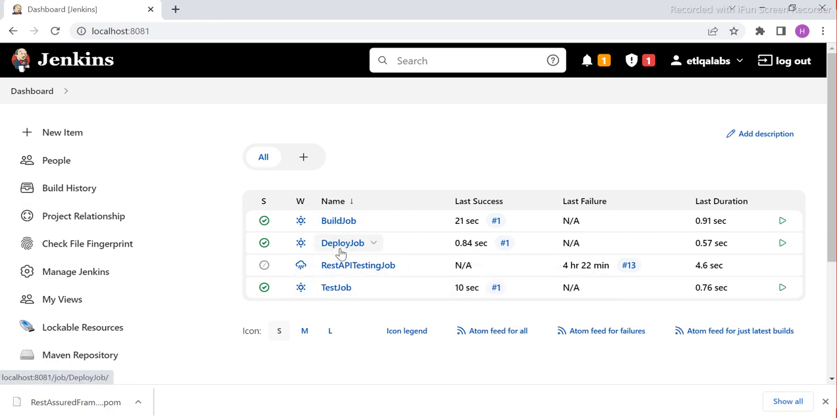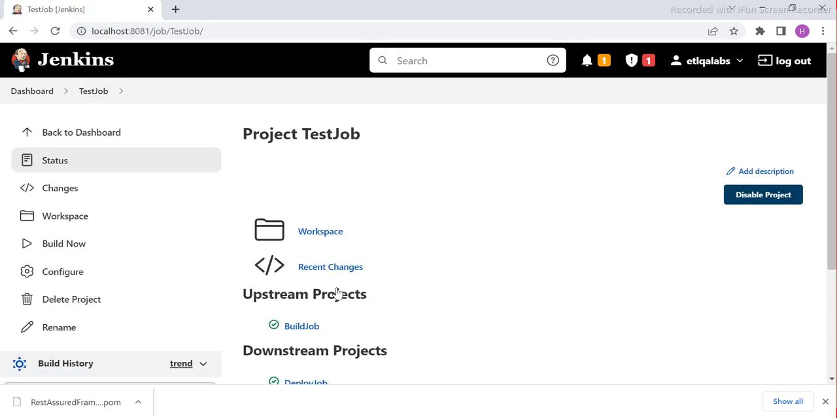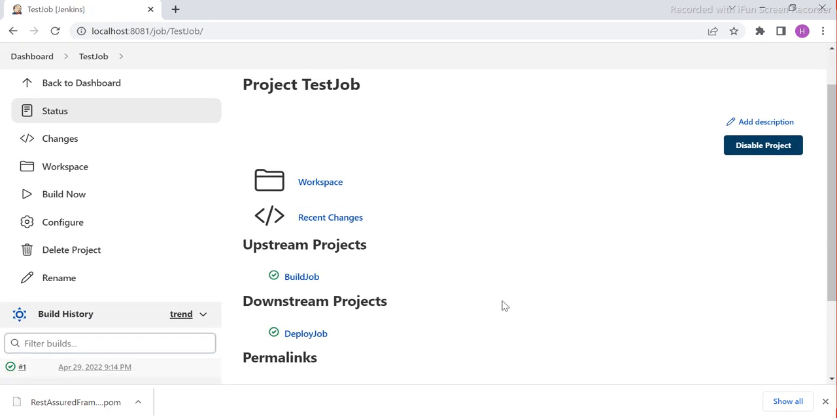Upstream and downstream. Let's say I go to the test job. Here I see, guys, the upstream is the build job. That's what it is dependent on. And what is the downstream for this? It's basically the deploy job, right? Because the deploy job will only start when this particular test job is completed. That's why the deploy job is the downstream for this.